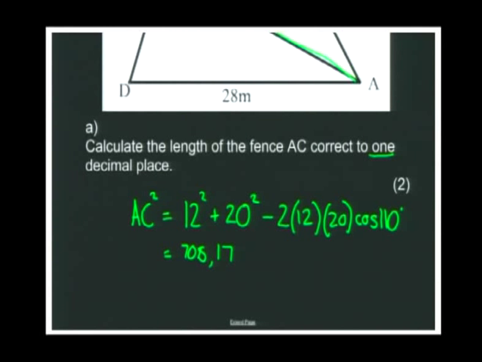Now remember, we've got AC squared, which means to get AC on its own. To 1 decimal place, the question says. Does that make a difference? No, it doesn't, because it's within the question. It's the final answer that must be 1 decimal place.